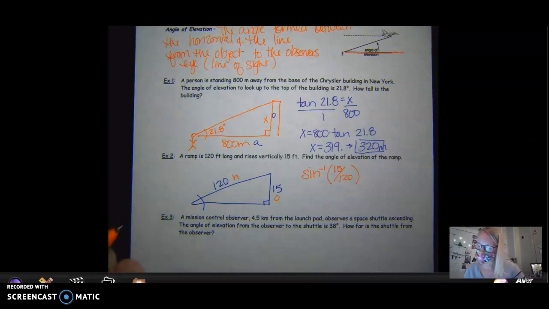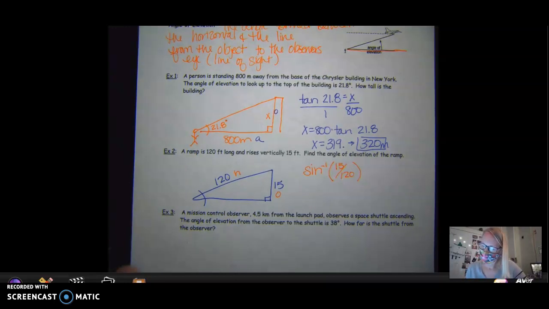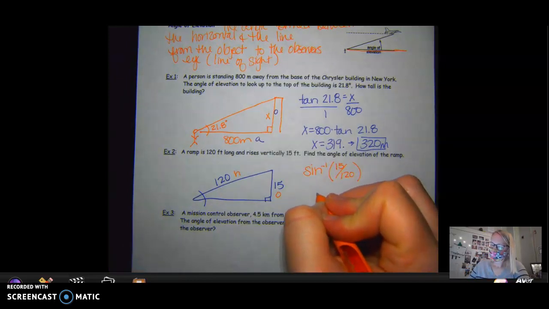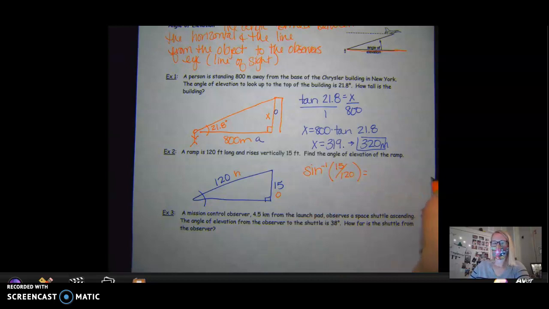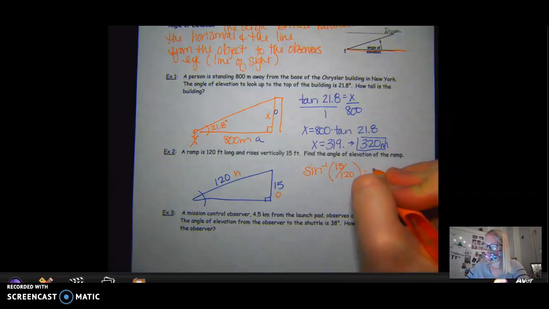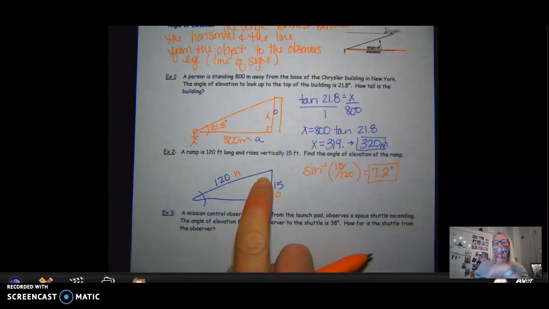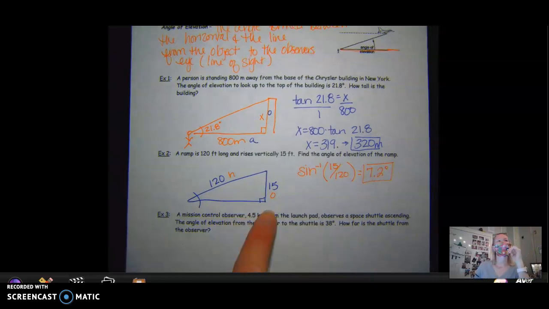So let's put that into my calculator. What's the degree of angle of elevation? 7.2 degrees. Could you then find the other angle? Yeah, and then could you then find the length of the base? Yep. Okay, go ahead and try 3 and 4 on your own.